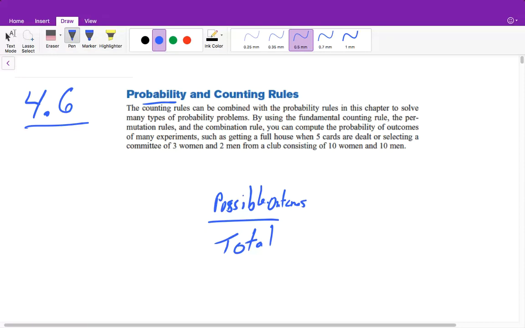But the counting rules can be combined with the probability rules in this chapter to solve many types of probability problems. By using the fundamental counting rule, the permutation rules, and the combination rule, you can compute the probability of outcomes of many experiments, such as getting a full house when 5 cards are dealt, or selecting a committee of 3 women and 2 men from a club consisting of 10 women and 10 men. Or some of the examples we're going to do is finding the probability of you drawing 4 aces when you're picking 5 cards out of a deck. All right, so let's just go ahead. There's a few examples, maybe 5 or 6 of them that we're doing, and then that's it.